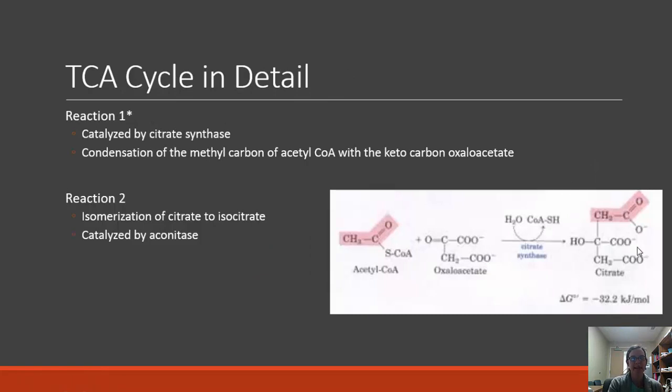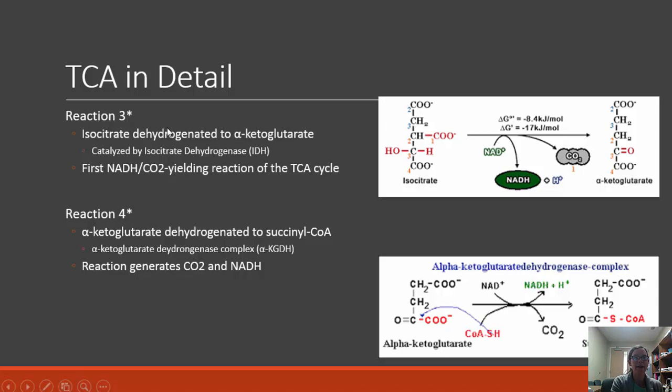All right, so let's go through the TCA cycle in detail. And I did put a little asterisk by some of our more important steps. So first, our first step is to produce citrate from the combination of acetyl-CoA and oxaloacetate. Okay, and then in reaction 2, we're just creating an isomer of citrate, which is isocitrate. So that's not our most important reaction. Okay, and then in reactions 3 and 4, we're going to produce electron carriers. So these are really important steps.